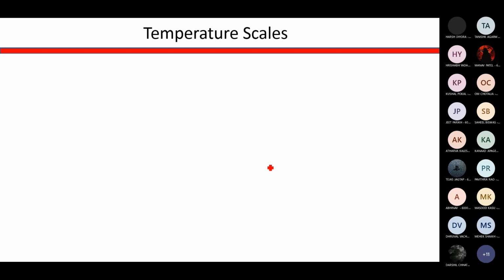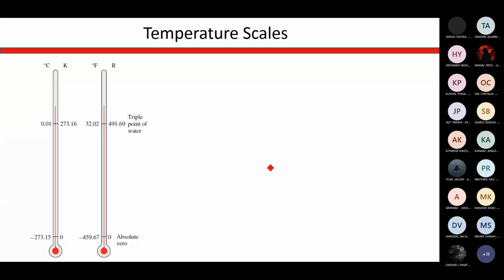So you might be knowing about the temperature scales. Do you have any idea about what are the different types of temperature scales? You must have studied Celsius, Fahrenheit, Kelvin. Celsius, Fahrenheit, Kelvin, and Rankine. So these are the 4 scales.